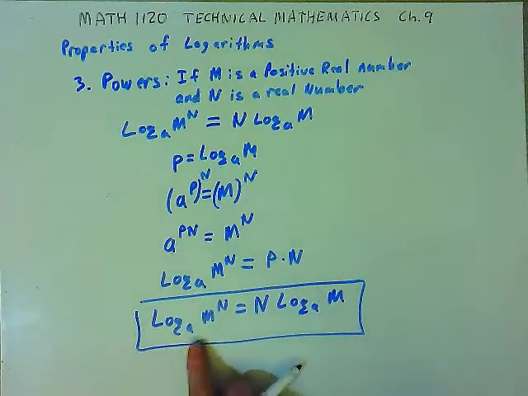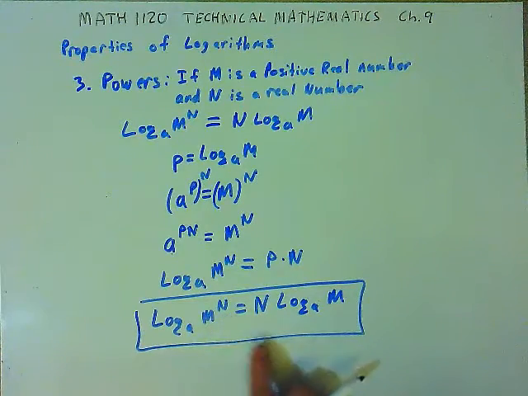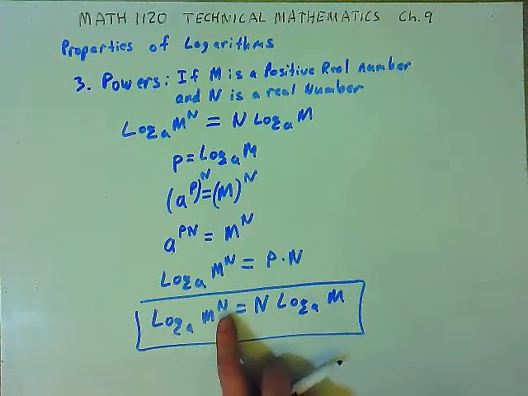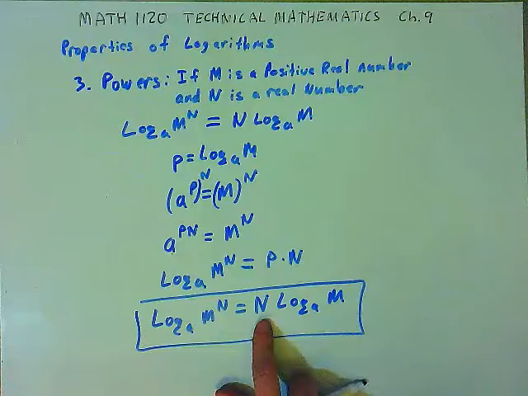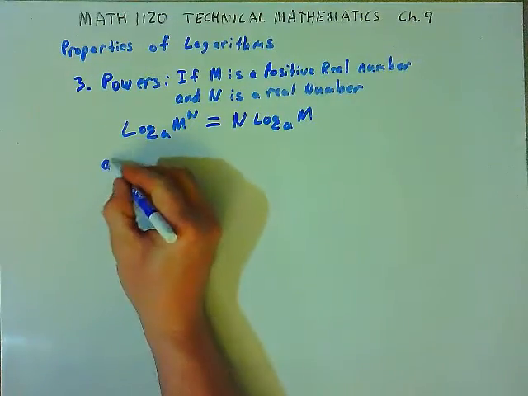So again, this says if we're taking the logarithm of some base of an exponential, that's the same thing as that exponent times the log of that base, right? So the exponent can come out and become a multiplier. There are two special cases of the powers rule of logarithms. The first one deals with roots.